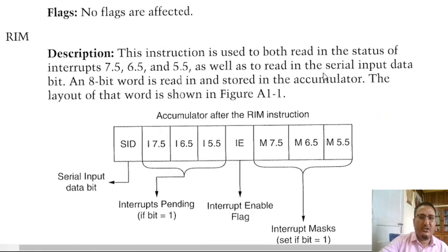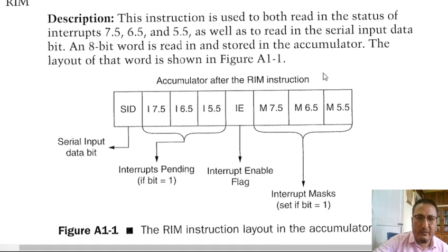Now the next instruction that you have is RIM, that stands for read interrupt mask, right? Here the instruction is used to both read in the status of the interrupts 7.5, 6.5 and 5.5, as well as to read in the serial input data bit. An 8-bit word is read in and stored in the accumulator. The layout of the word is shown in the figure below, right?